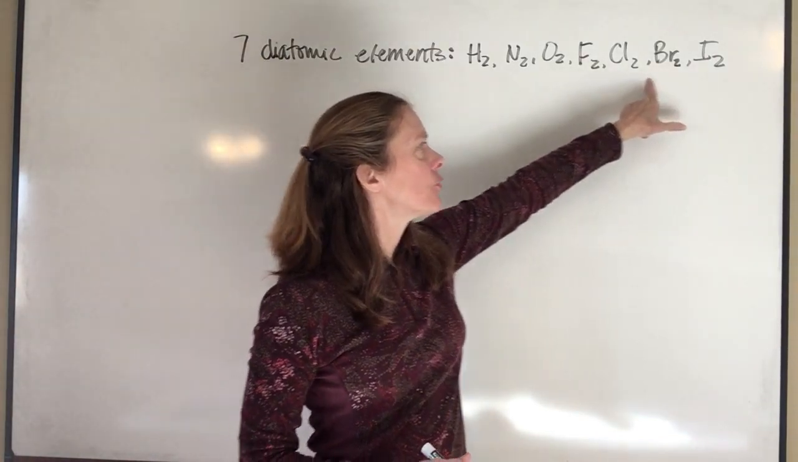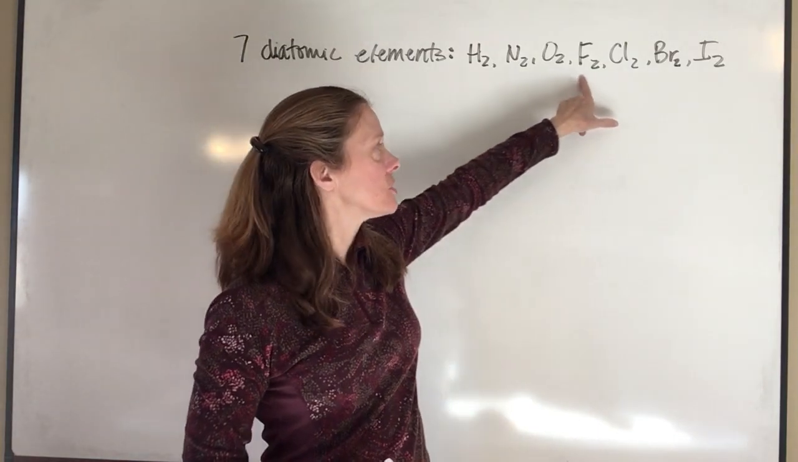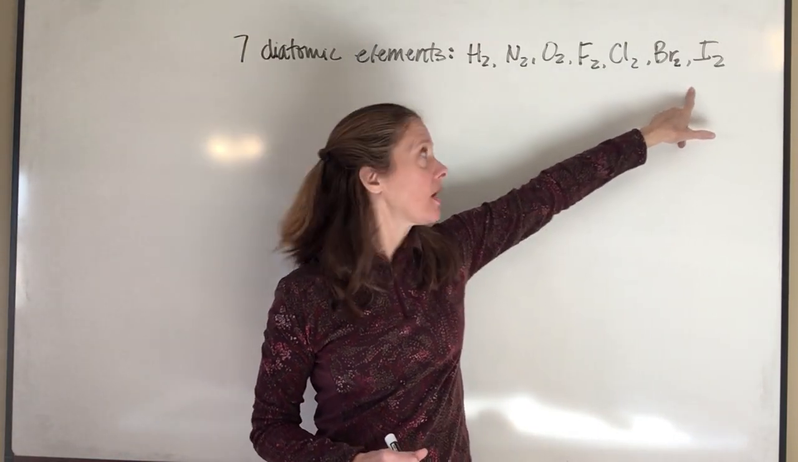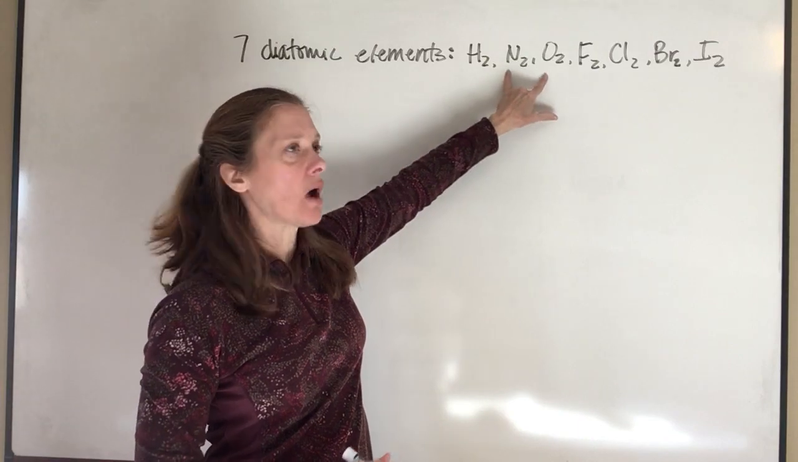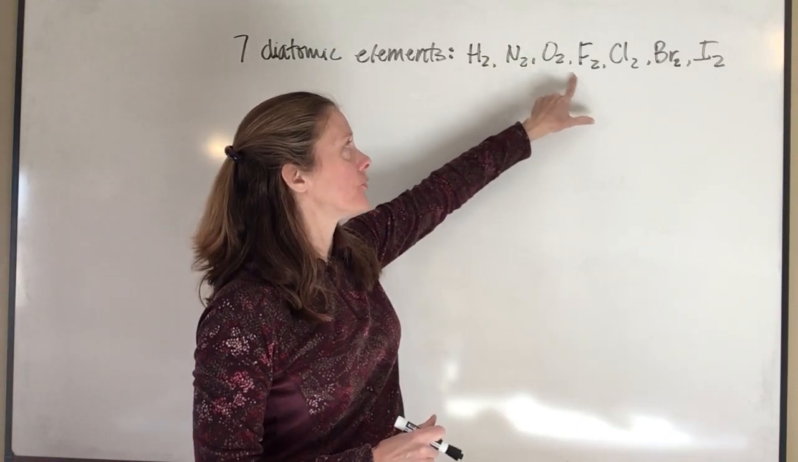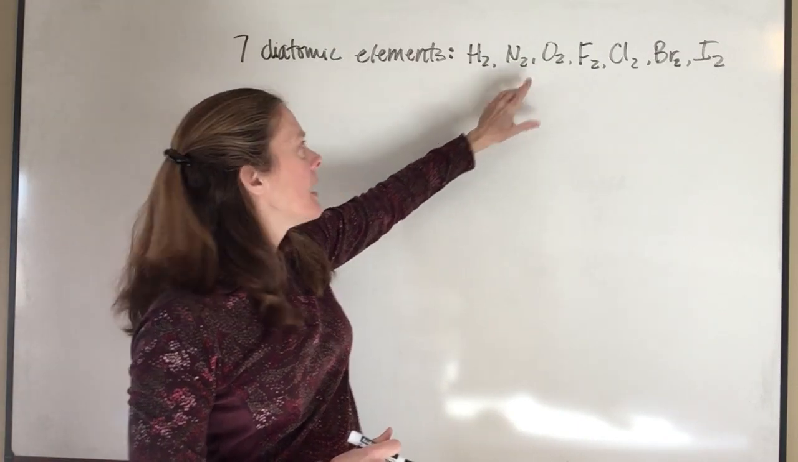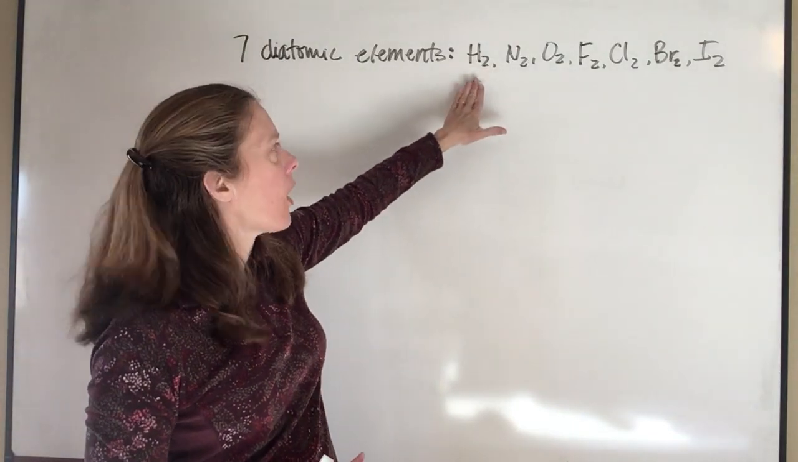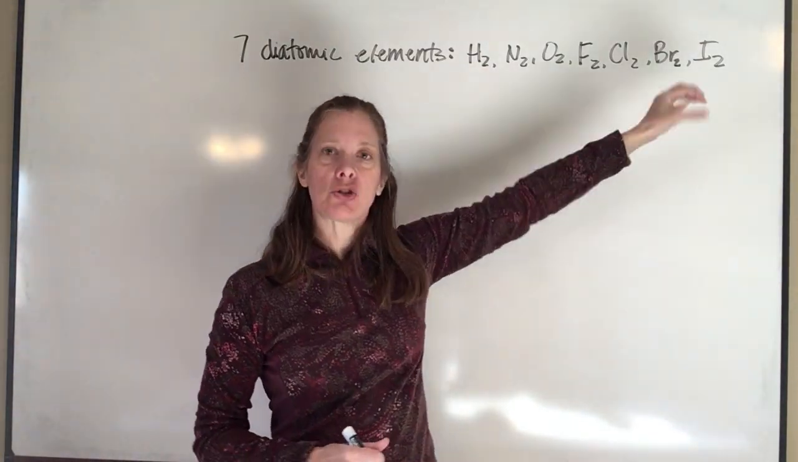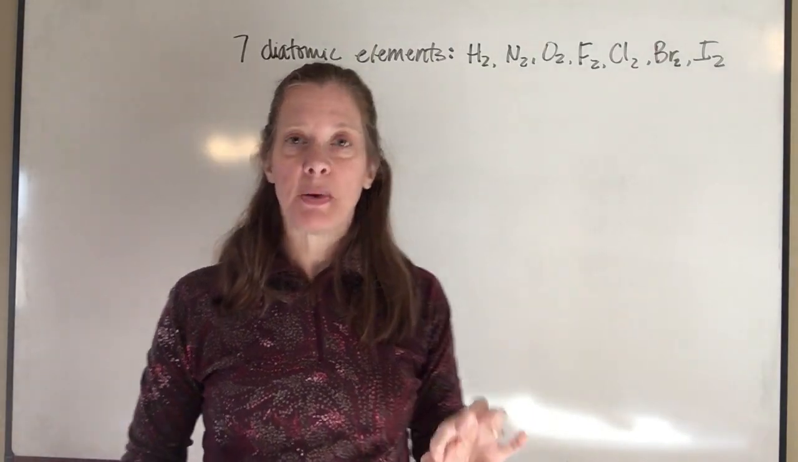And these 4 guys right here are all halogens. They're right next to the noble gases on the periodic table. And then nitrogen and oxygen are next to fluorine in that same row. And then hydrogen's kind of off by itself. But all 7 of these tend to hook to each other to become more stable.